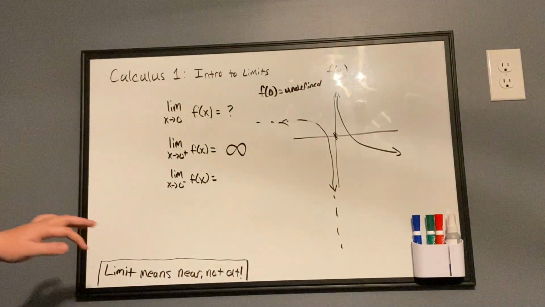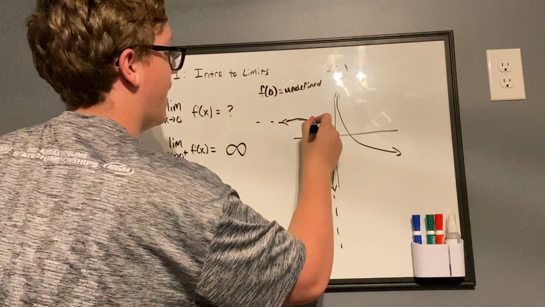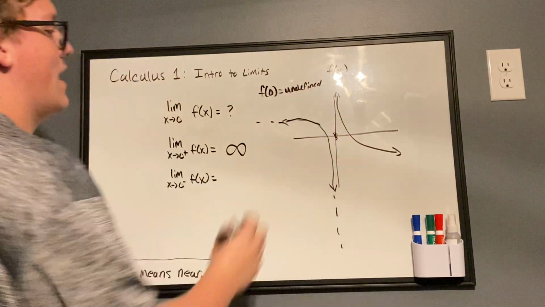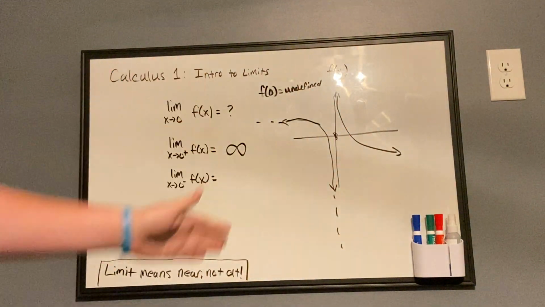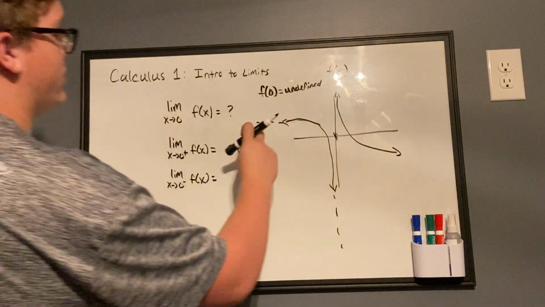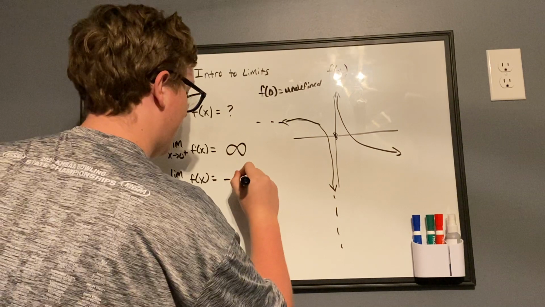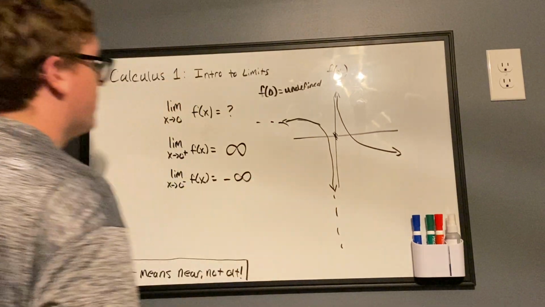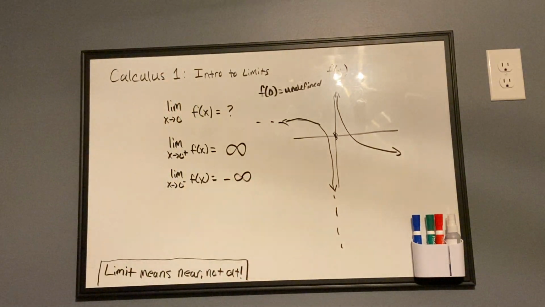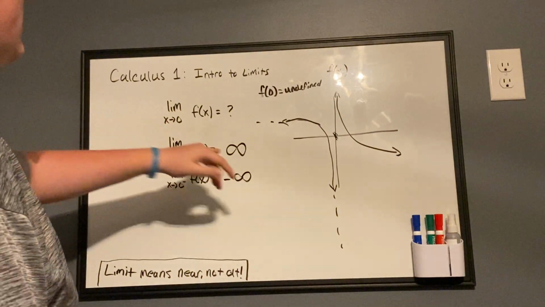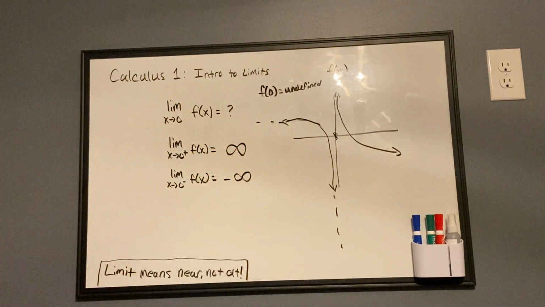Because your graph, you see, will never touch the y-axis because there's an asymptote there. So right here, if we're looking at it from the left, you see we're going all the way down, but we never touch it, so we're going down to negative infinity. So that tells us that we have a limit from the right side that goes to infinity, and a limit from the left side that goes to negative infinity.